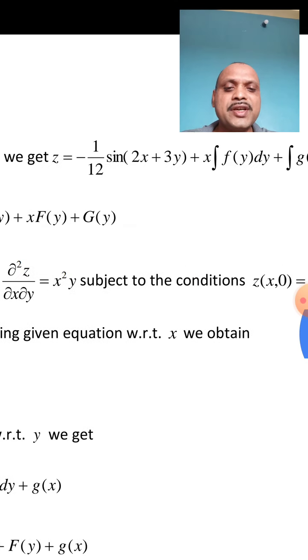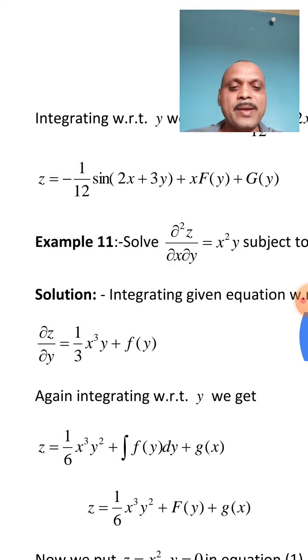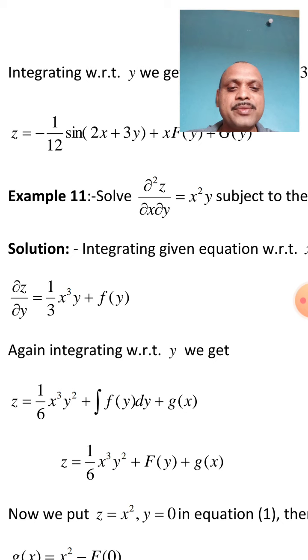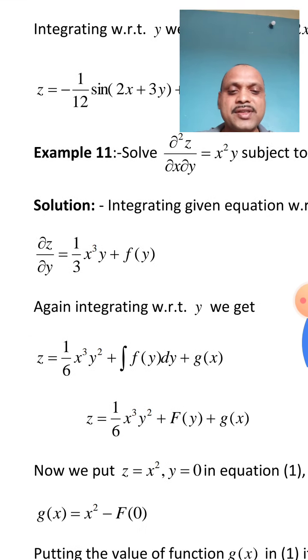So first integrate with respect to x, we obtain ∂z/∂y equal to 1/3 integration of x square, that is x cube by 3 into y, plus integrating constant f of y. Now integrate this with respect to y, we get 1/6 x cube y square plus integration of f of y plus g of x. When we integrate with respect to y, function with respect to x is constant.